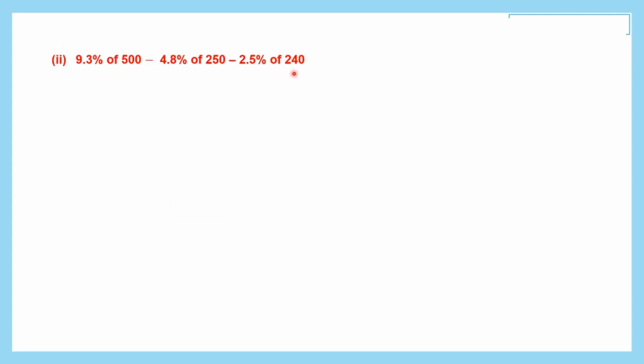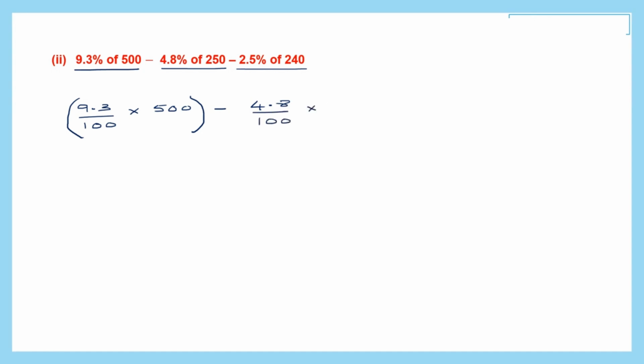Question 2 is also similar to that. So what we have to do is first work on this, minus this, and then this. So 9.3% means 9.3 by 100, of means into, and then we have 500. So this is the first part. So we'll put it within brackets. Minus 4.8% means 4.8 by 100 of is into 250, minus the last one 2.5%, that is 2.5 by 100 into 240. Now we have to simplify all these and subtract.